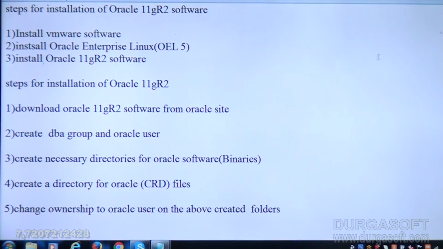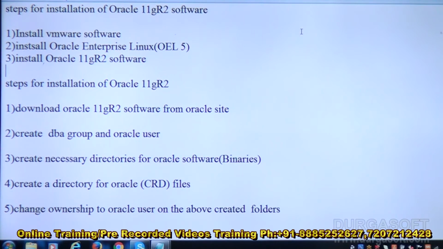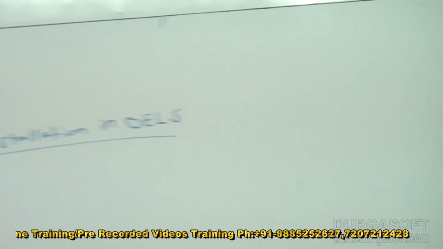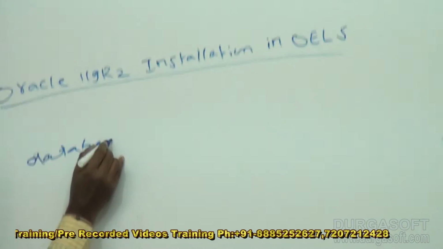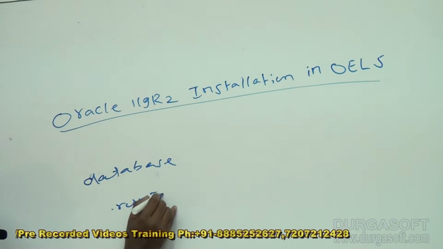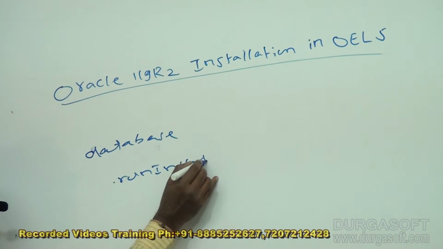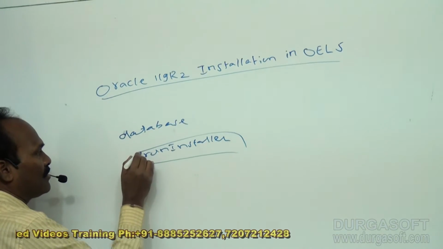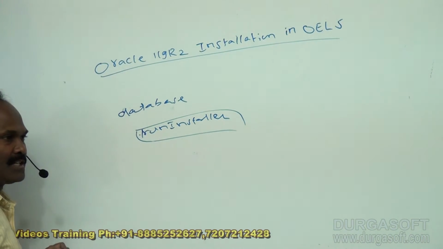After downloading them, you have zip files. When you unzip, what happens? You are going to see a database folder. Within the database folder, you are going to see a file called runInstaller. Before invoking this runInstaller, we have to perform some steps. So what are the steps here?